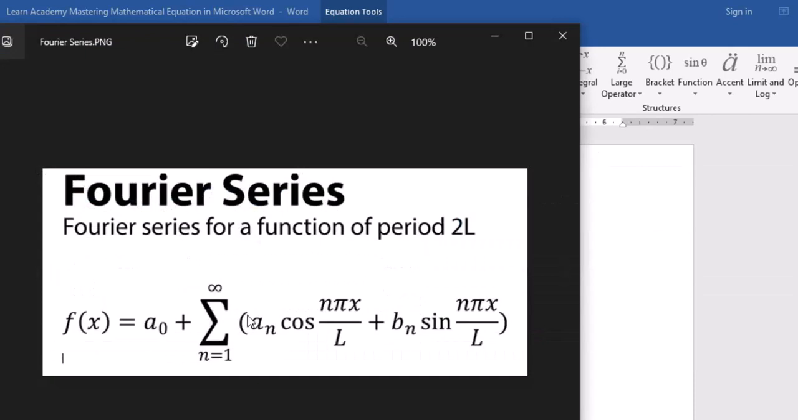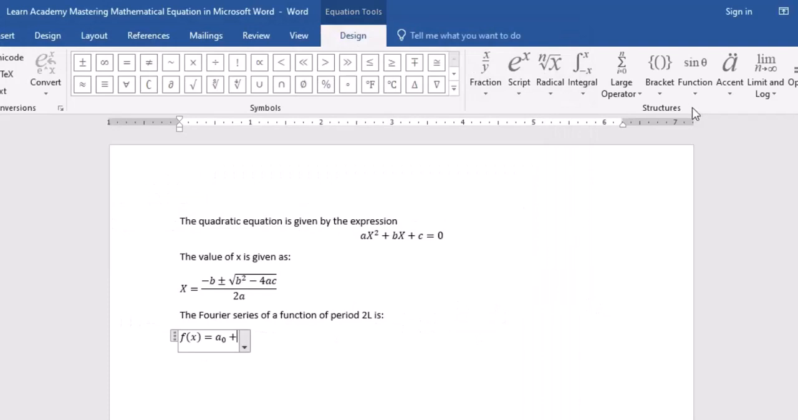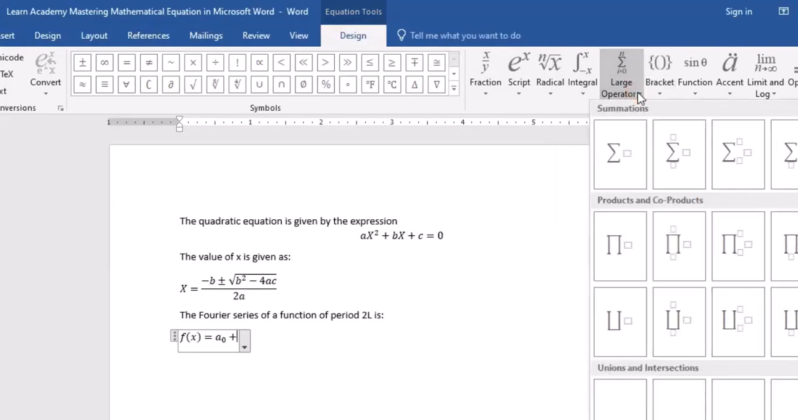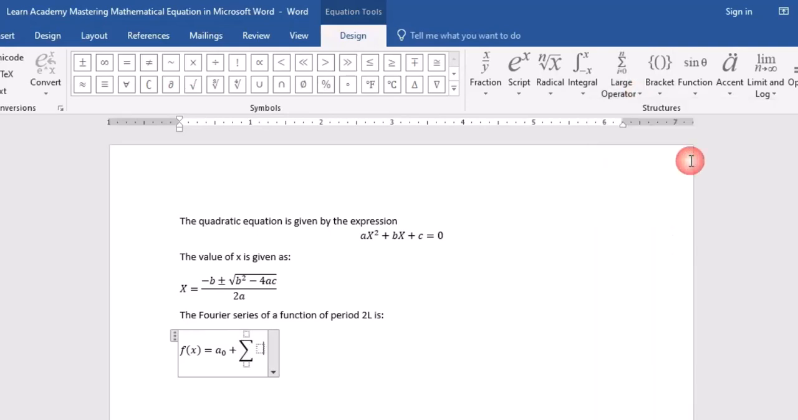Then I have this kind of summation structure. So we have to look for this summation structure first. Summation structure. So we come to under this structure, we click on the large operator. So I guess I can make use of these. So I select this. Then I want to have my n-1 here, n-1.